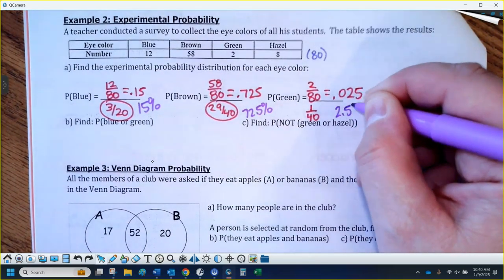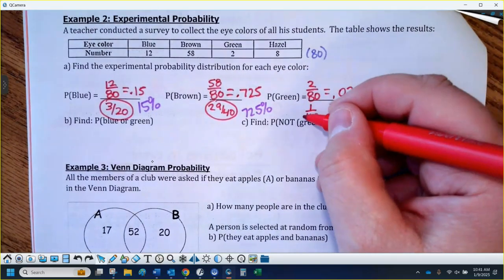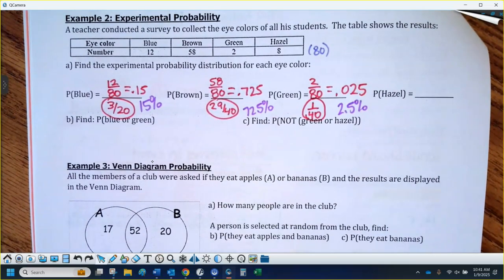If you want to convert that to a percentage, we would scooch the decimal place over 2 spots. This would be 2.5%. I'm just trying to give you guys all the options here in case any of the questions specify if they want a fraction, a decimal, or a percent, so you'll know how to do that.